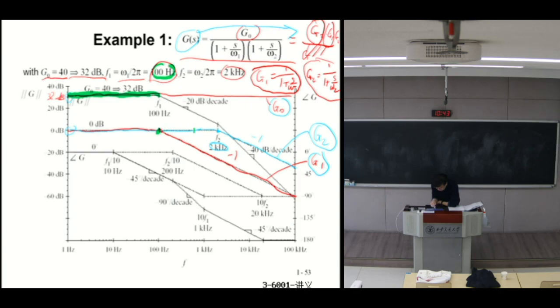G2 does not change, still flat. You can see G1 change to -1 slope. So adding these three things up together, the overall transfer function is going to be changing from 0 slope to -1 slope. Until you see the second pole, the pole of G2 at 2 kilohertz, G0 is still flat, G1 still at -1 slope, but G2 is now changing from flat to -1.